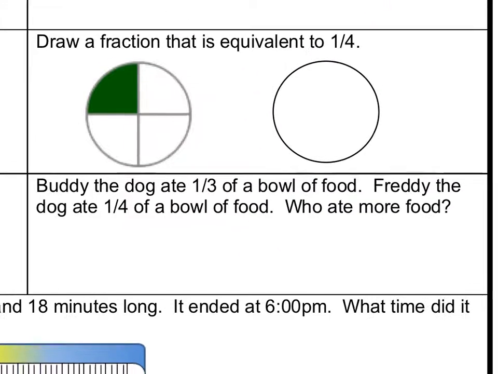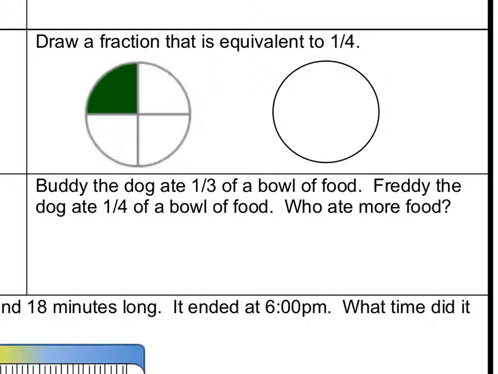56. Draw a fraction that is equivalent to 1/4. So if you have to draw it, here's what you do. You go ahead and do the 1/4, just like they did. And what we're going to do is split each of these pieces in half. So watch. Each of those fourths gets cut in half. And now we have to color in the same amount as the other one. It's got to take up the same amount of area there.